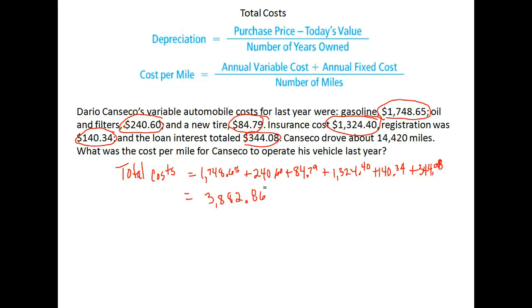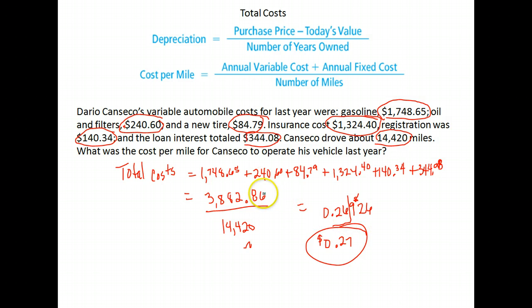Okay, so now that we've totaled our costs, we want to go ahead and find the cost per mile. So did they tell us how many miles he operated the vehicle? Yes, they did. They said in that year, he operated the vehicle for 14,420 miles. So we just take our total costs, divide by the number of miles that it was driven. And we get 0.26926. Again, we want this to the nearest cent, which is 2 places after the decimal. This 9 here makes our 6 round up to a 7. So it costs 27 cents per mile for Dario to operate this vehicle.